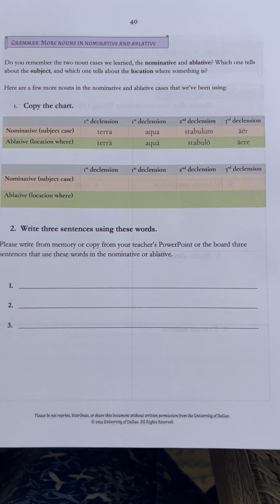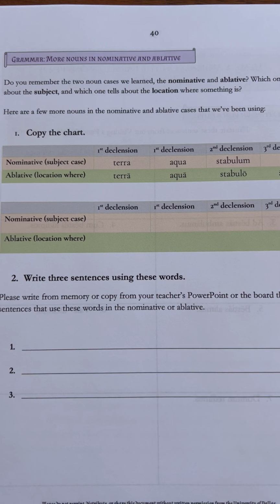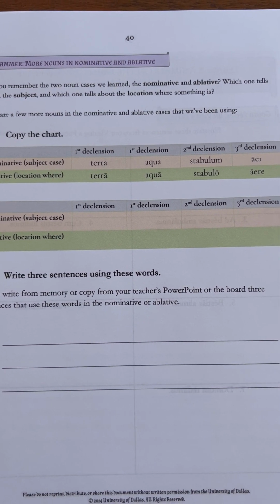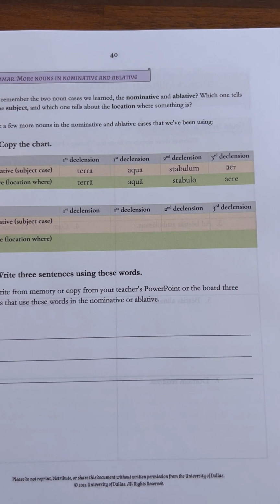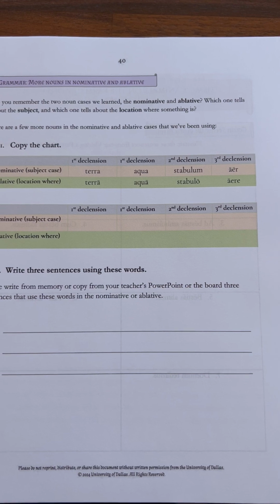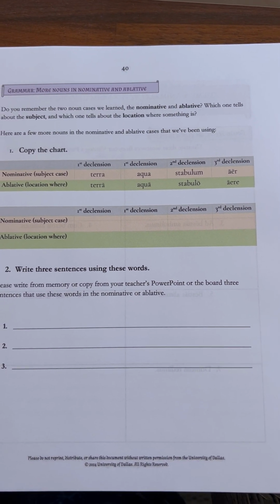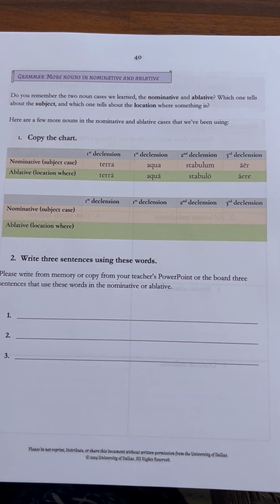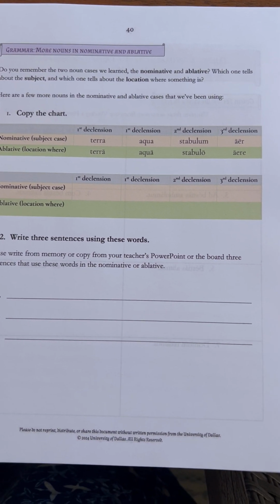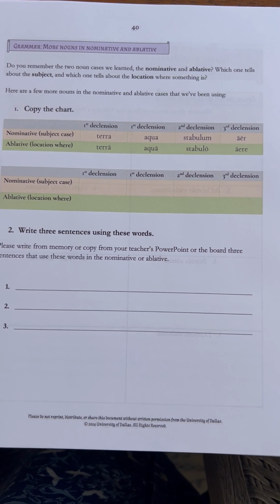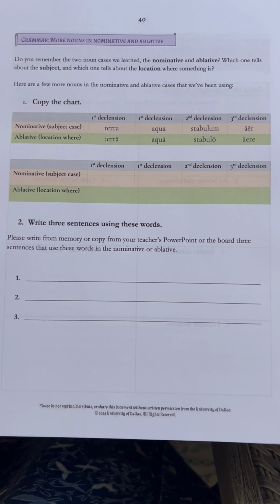All right, so it starts out asking, do you remember on page 40 the two noun cases that we learned? One's called the nominative and the other's called the ablative. If you need to pause this video to go get your workbook page, go do it, and then you can press start again.